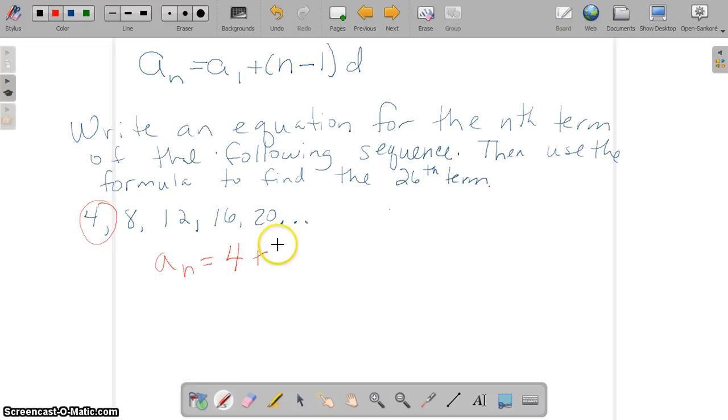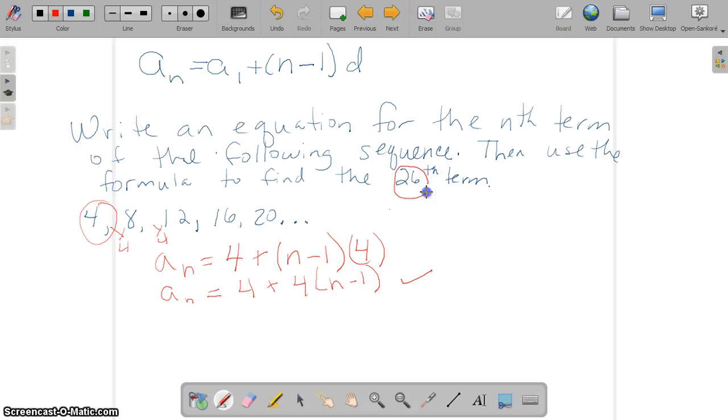N minus 1 is my next section. Now D is the difference, the common difference. So what is the common difference? We're adding 4 each time. Okay, so D is 4. Okay, so what this says, I'm going to just simplify it. A sub n equals 4 plus, I'm going to put the 4 in front because it just looks a little bit better. Like this. This is the general equation.